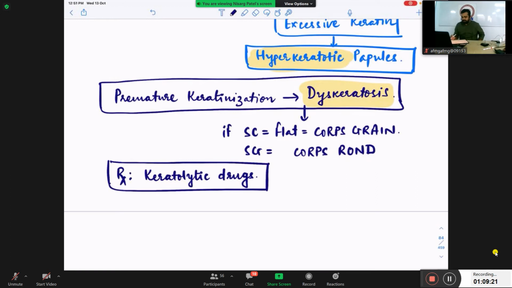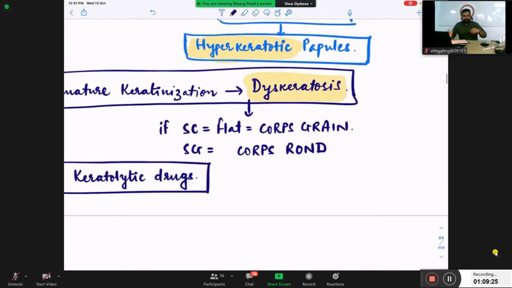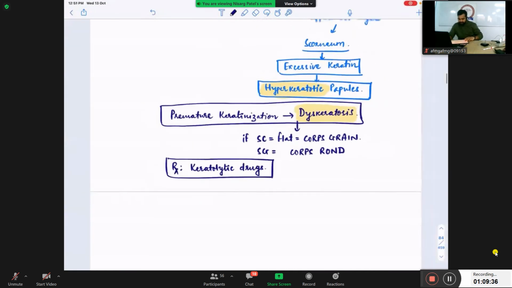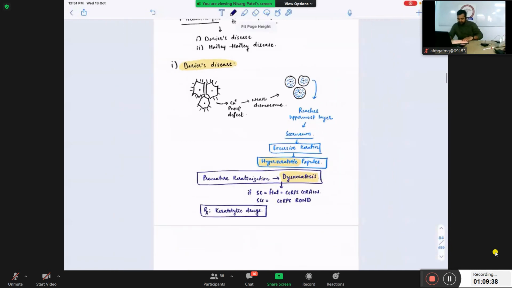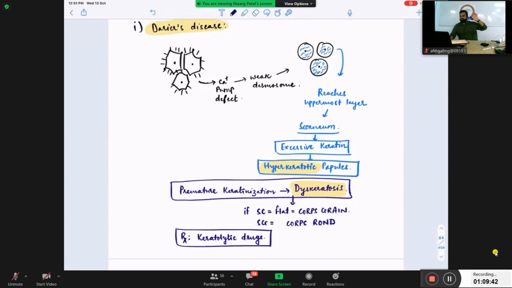Treatment is keratolytic drugs. Stratum corneum, stratum granulosum. So because of this, as you can see, what happened? Because of the weak keratinocyte, there was a compensatory phenomena. Which was the compensatory phenomena? Increased keratin filament.